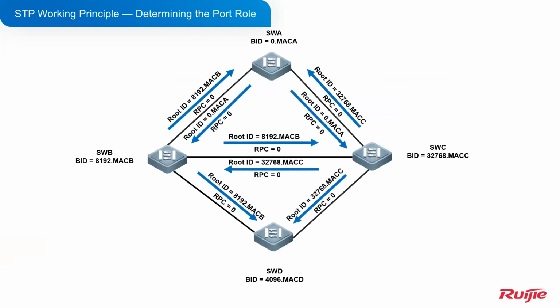At the initial state, each switch will think it's the root bridge, as we have mentioned. So they will send the BPDU to each other. And in this BPDU, of course, it contains the root bridge ID, the RPC, maybe the port ID, so many parameters. So when we determine the port roles, we will see firstly the RPC, right?